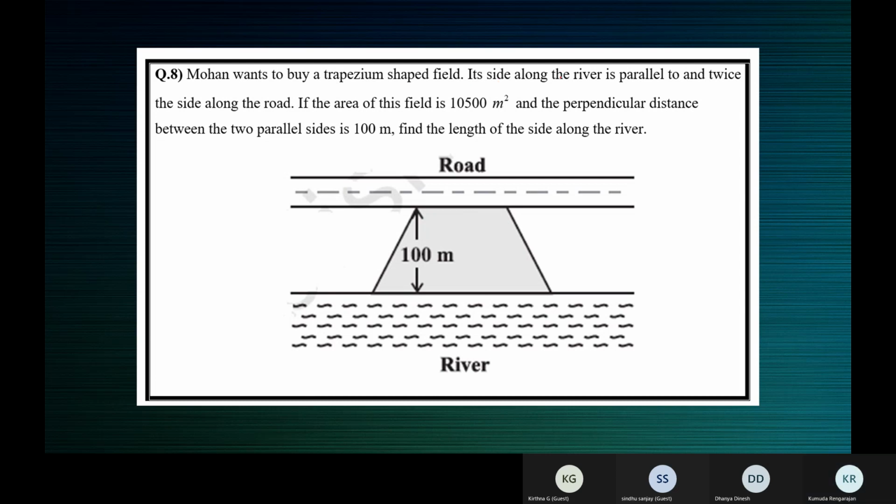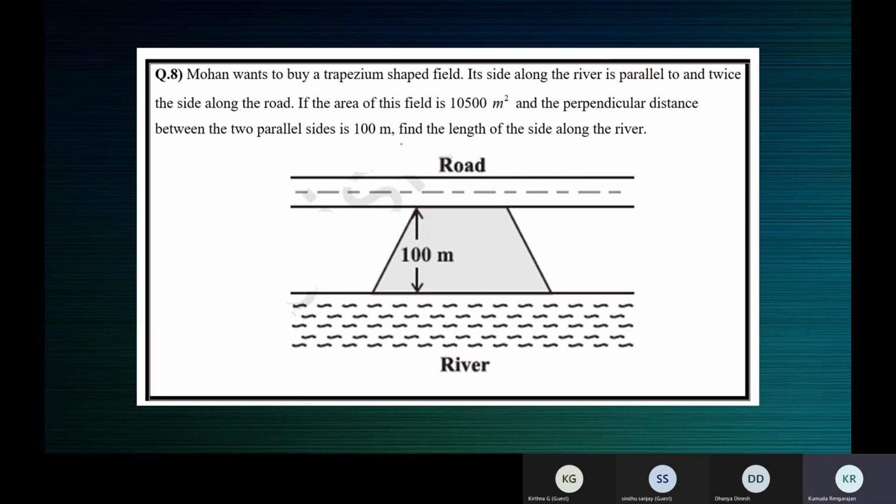Please read this. This is the side along the river. This is the side along the road. The side along the river is parallel to the side along the road. That's one thing. And the side along the river is twice. It's a compound sentence, you know. Two things are given in the same sentence. They've connected it using this word and. Let's remove the parallel to part and read now: its side along the river is twice the side along the road.